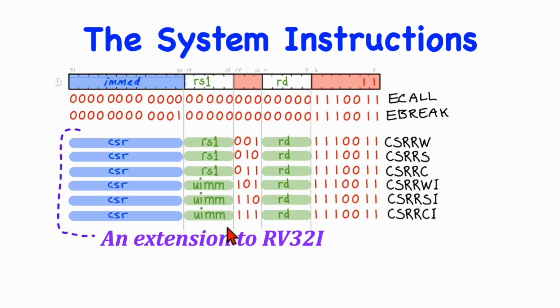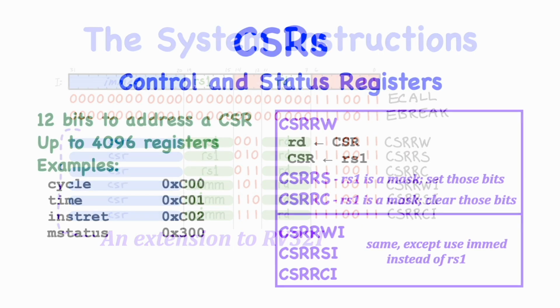The immediate value is encoded in these 5 bits, as shown here. This 5-bit value is then 0 extended to 32 bits. So next, let's talk about what these CSR instructions actually do.